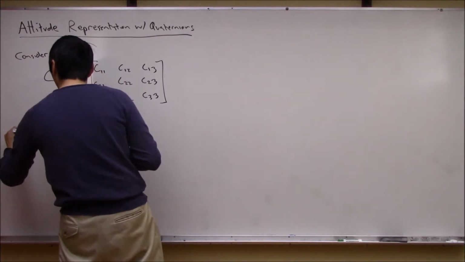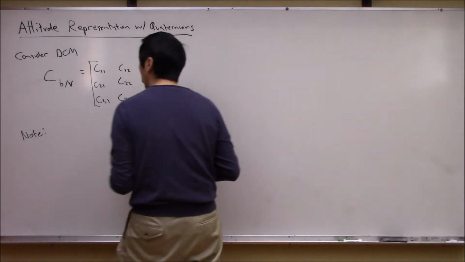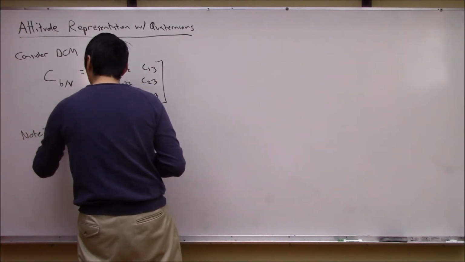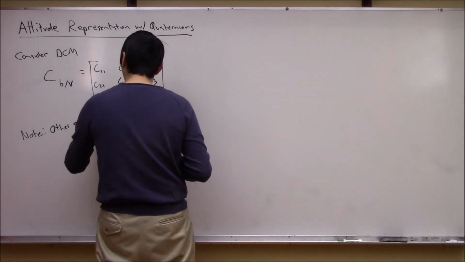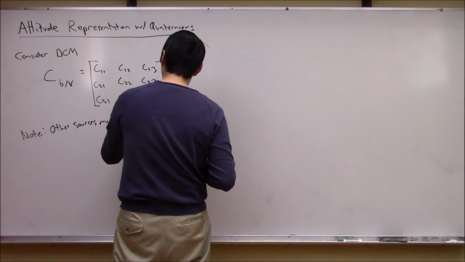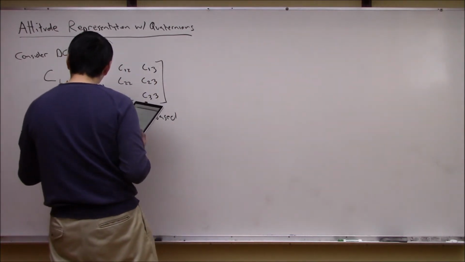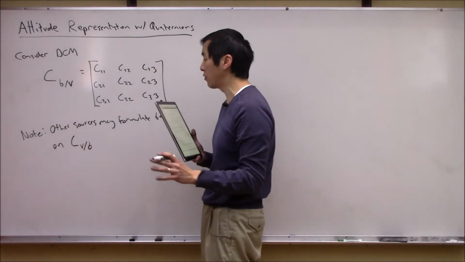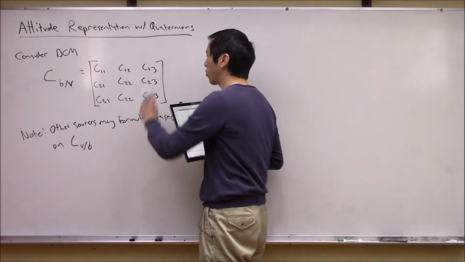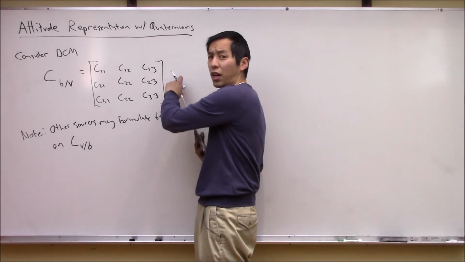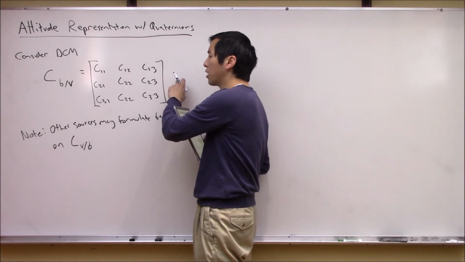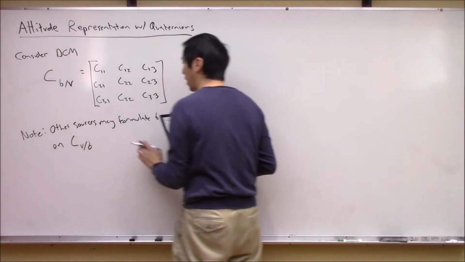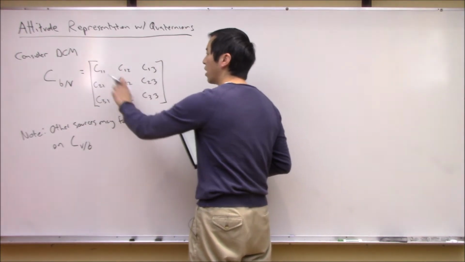A quick side note, you have to be a little careful of what references you're looking at. Some other sources may formulate C from the body to the northeast down, so the transpose of this. Again, this is almost like a matter of perspective. You got to be a little bit careful of which one you are talking about. I'm going to be using this notation because this is how we've developed all of our expressions. So I'm going to assume that the direction cosine matrix we're talking about goes from the northeast down to the body frame. So when I say C11, C12, all these entries, I'm talking about this matrix.